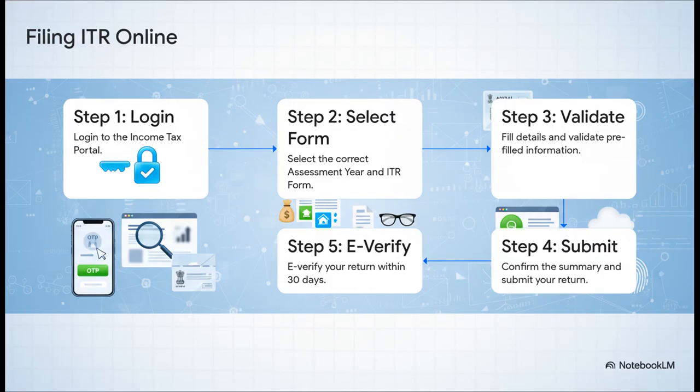Honestly, filing your return online these days is pretty streamlined. The portal pulls in a ton of your info automatically from your employer and your bank, so the process is basically logging in, picking the right form, checking that all the pre-filled info is correct, adding anything that's missing, and hitting submit. But don't forget the last critical step. You have to e-verify it, usually with an Aadhaar OTP. If you don't verify it, it's like you never filed it at all.